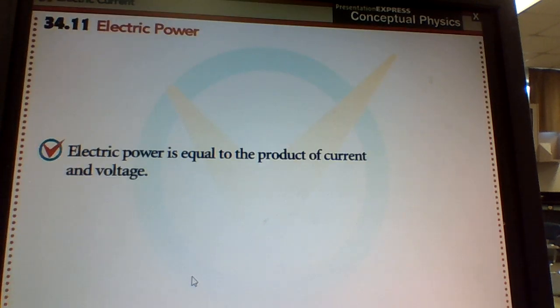But electric power is equal to the product of current and voltage. So power, P, is equal to I, current, times V, voltage. P equals I times V. And what I encourage you to think about here is that any rearrangement of Ohm's law could be used to plug in for the I or the V here.